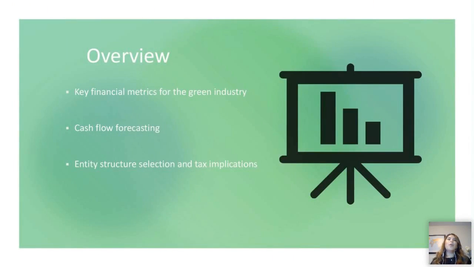All right, so we'll go over key financial metrics for the green industry, cash flow forecasting, and entity structure selection and tax implications.